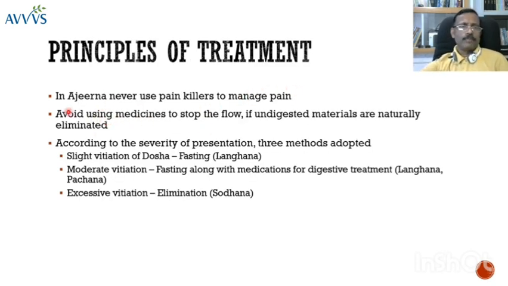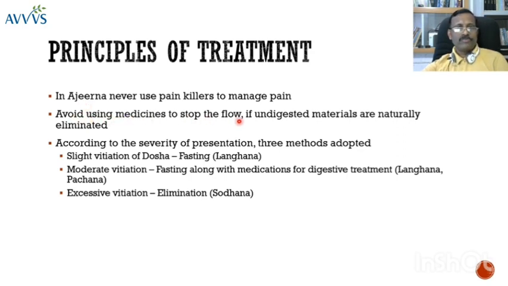Major principles of treatment in ajirna: never use painkillers to manage pain. Sometimes, if there is pain in the stomach or intestine, the use of painkillers to alleviate pain is totally contraindicated in ajirna, because if you take such medicines in a larger dose, that itself will cause ajirna, because ajirna is already there. If you take such medicines frequently, that itself will create or aggravate ajirna.